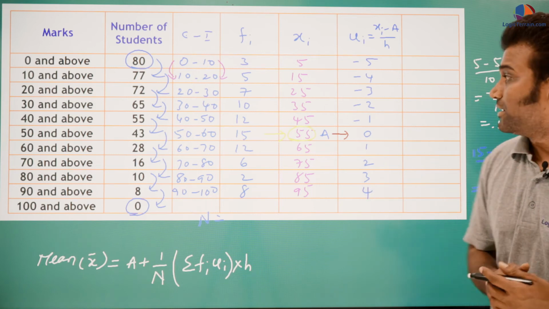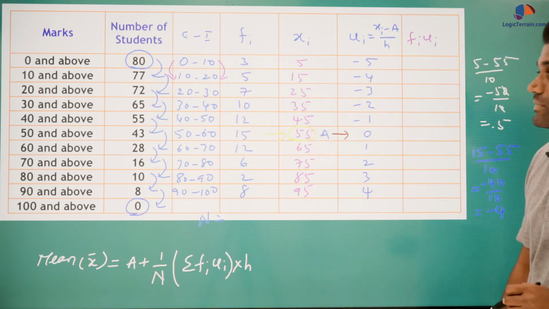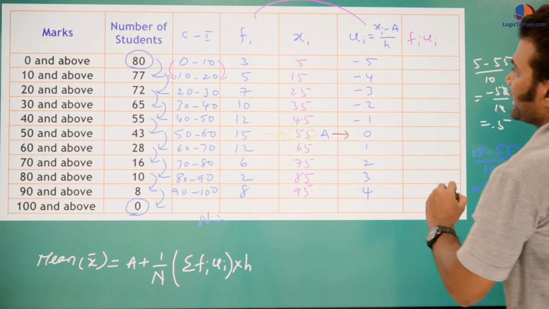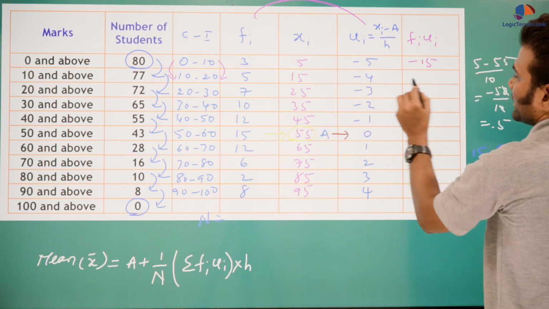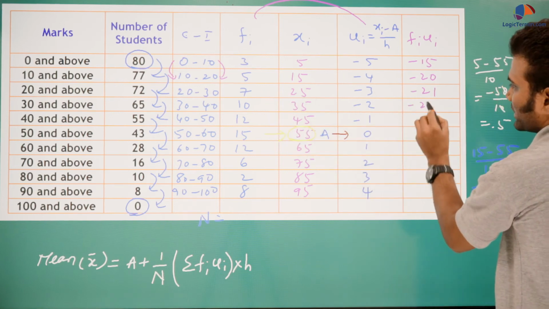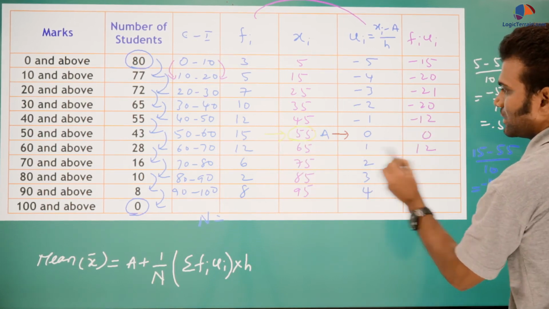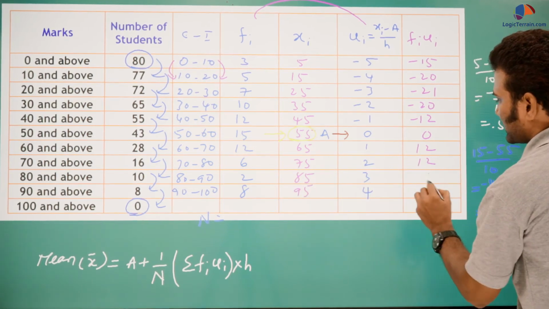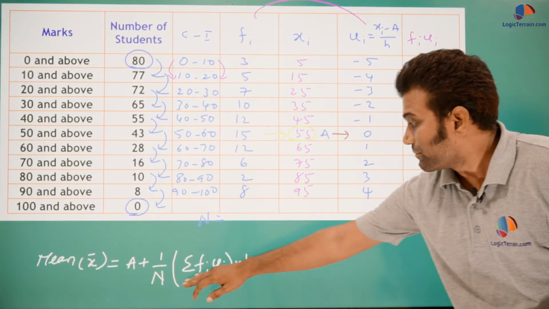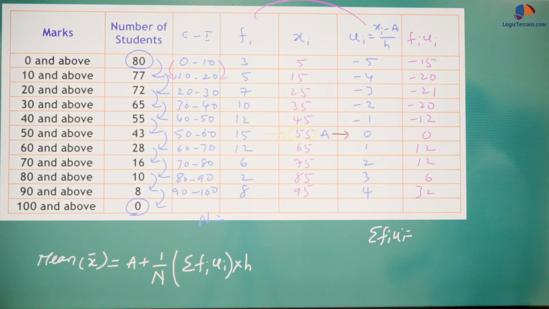This is a shortcut. Now the final column here is fi into ui, that is the product of these two columns. 3 into negative 5, negative 15, 5 into negative 4, negative 20, 7 into negative 3, negative 21, 10 into negative 2, negative 20, 12 into negative 1, negative 12, 15 into 0, 0, 12 into 1, 12, 6 into 2, 12, 2 into 3, 6, 8 into 4, 32.